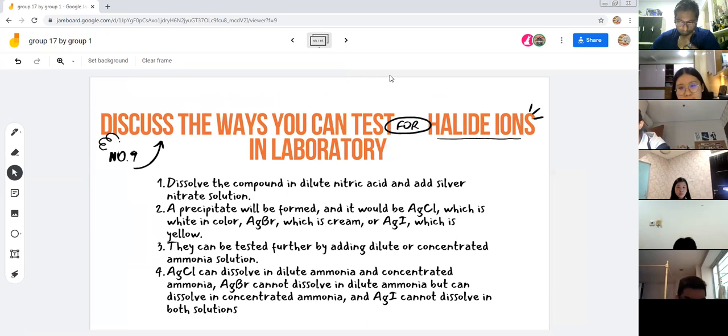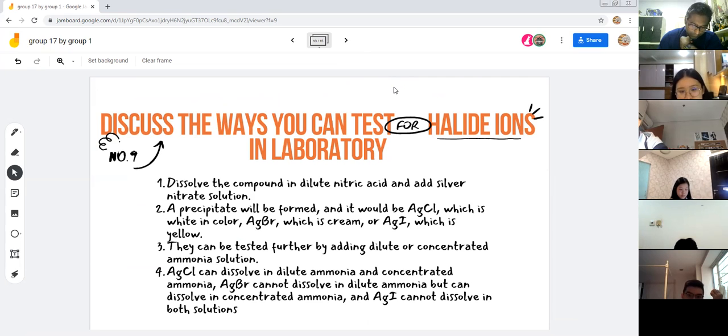And there are multiple ways to test for halide ions in a laboratory. We can first dissolve the compound in dilute nitric acid and then add a silver nitrate solution. This will form a precipitate which could be silver chloride, which is white in color, silver bromide, which is cream, or silver iodide, which is yellow in color.